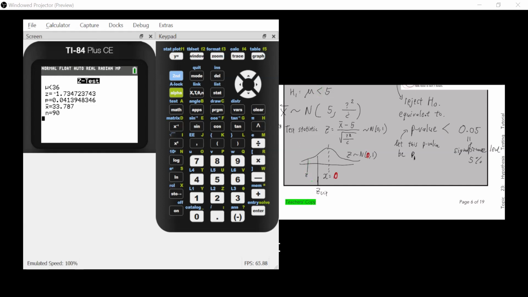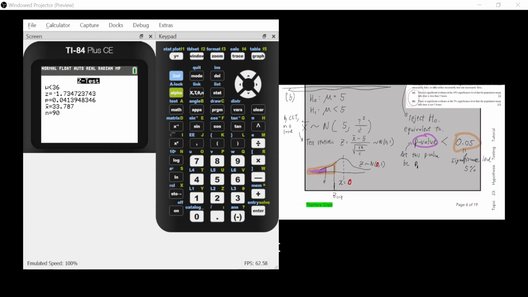So where is the P value? Let's just color it in purple. This would be the area here, right? Then where's my 0.05? Let's use orange. So it must be this part here, right? Yeah. Okay, good.